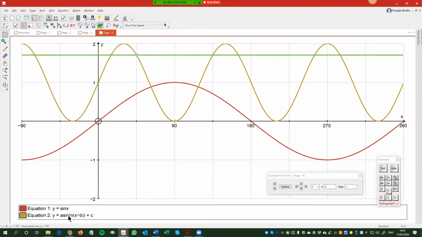Thanks, Doug. That's really useful. And again, if you follow through the how-to guide, Doug's given you a bit of a taster of what cos and tan look like. But hopefully the sine transformations there are going to help you with your Autograph use there. If you want to have a look at the next task, Doug, that'd be great.